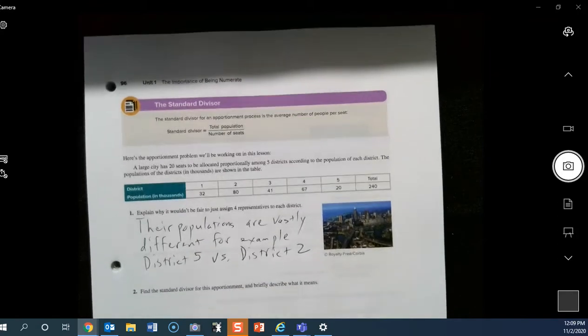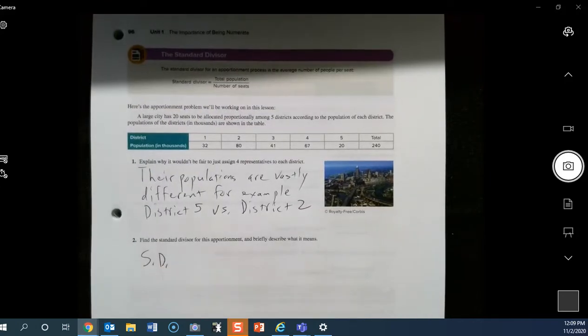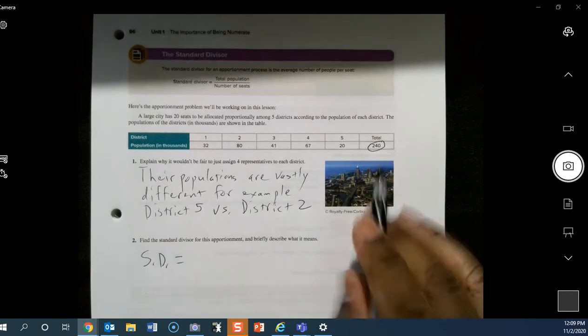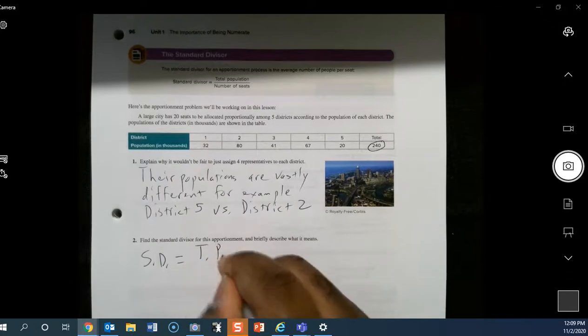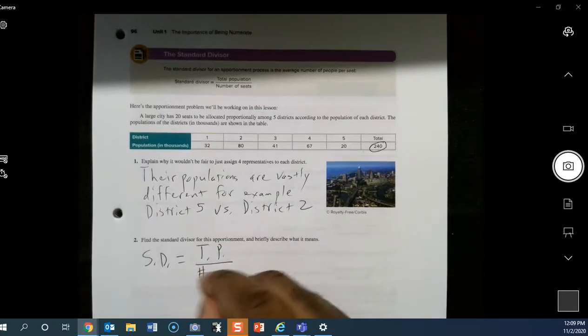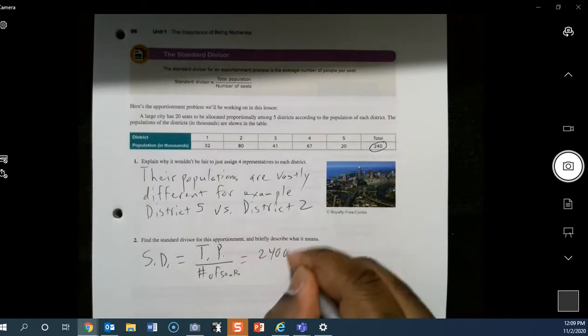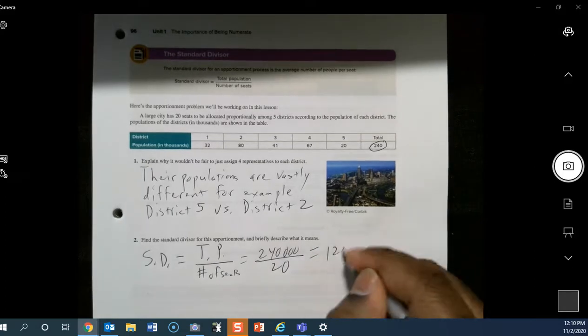Okay, number 2. It says find the standard divisor for this apportionment and briefly describe what it means. So the standard divisor, I'm going to abbreviate with SD, we would take the total population. Our total population is technically 240,000 because this is in thousands. So we have TP, which is total population, divided by the number of seats. So our total population was 240,000 divided by the 20 seats, and that will give us 12,000.